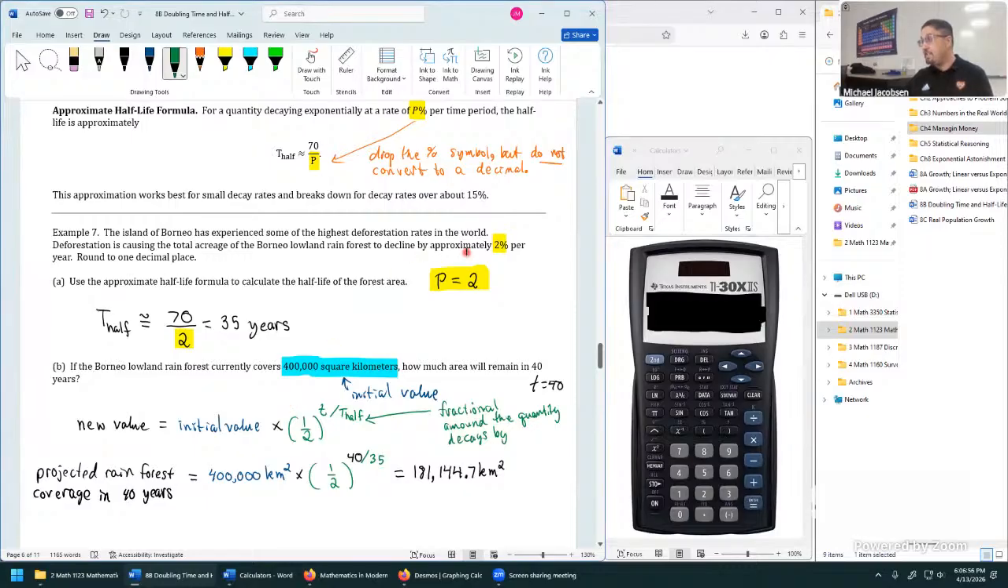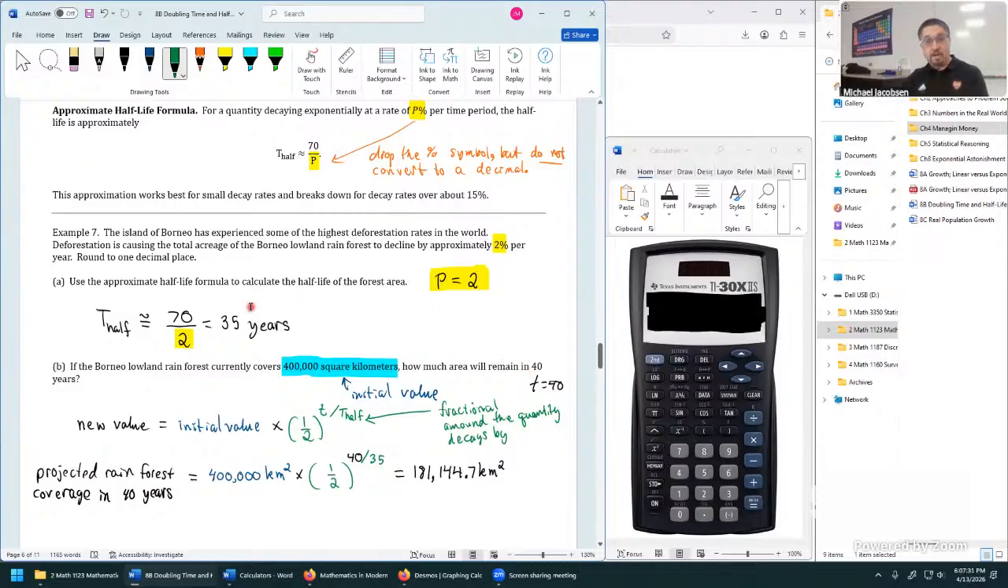So this problem was telling us that the total acreage of a rainforest in the island of Borneo is declining approximately 2% per year. So to find the half-life, we just took 70, dropped the percentage, and we found a 2% per year decline means half of the forest is going to be gone every 35 years. Then we were asked if there's currently 400 square kilometers of the forest on that particular island, how much is going to remain in 40 years?